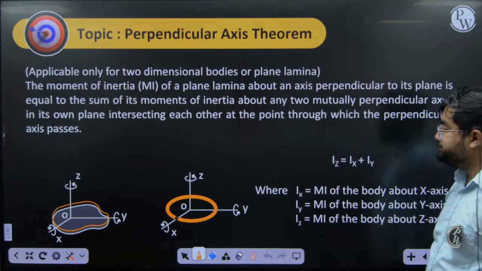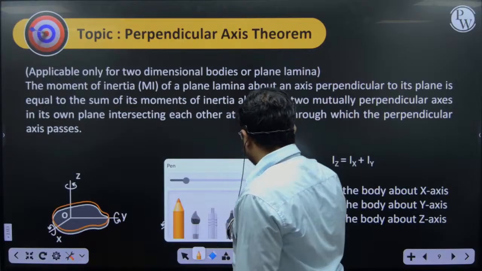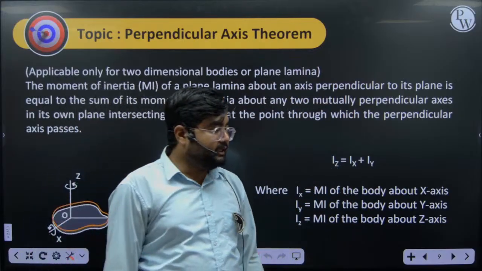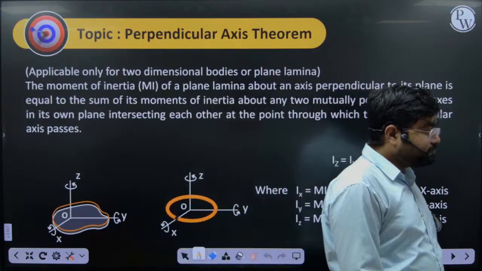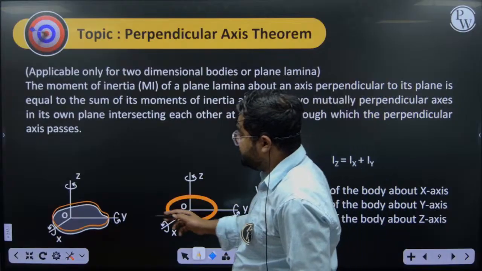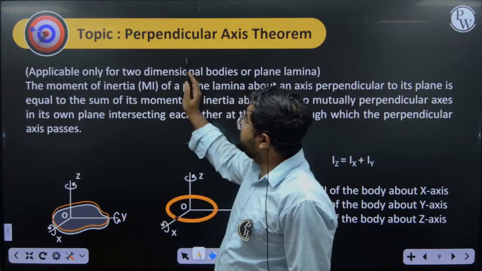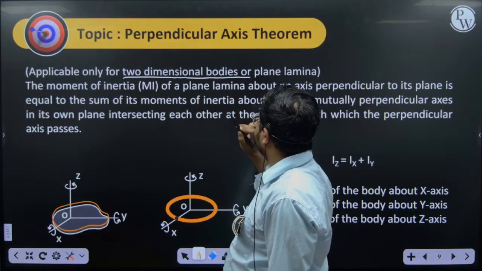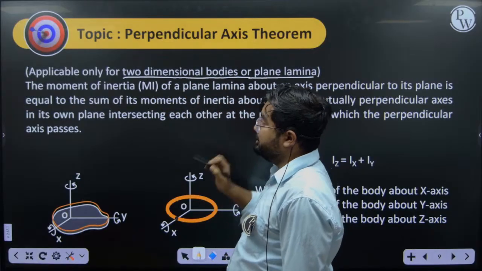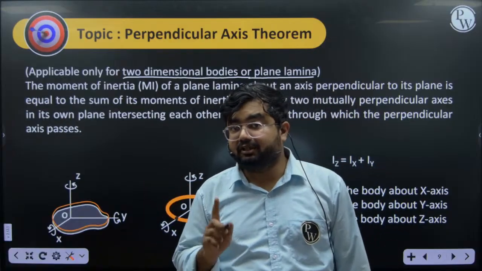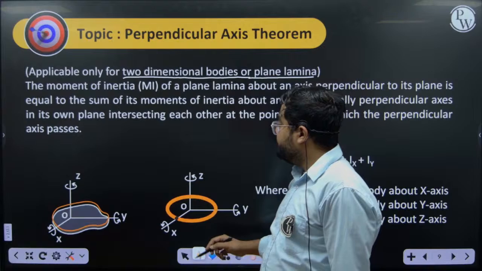Moving along. Next, we have the perpendicular axis theorem. What does the perpendicular axis theorem say? Suppose we have this body, and it is only applicable for two-dimensional bodies, also known as planar bodies. This theorem is only applicable for 2D bodies, not 3D bodies, remember.